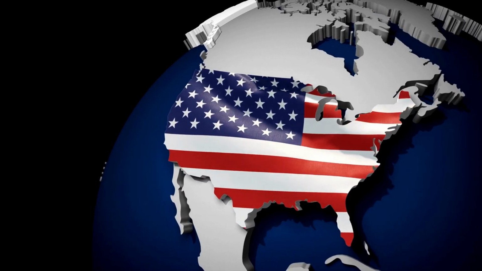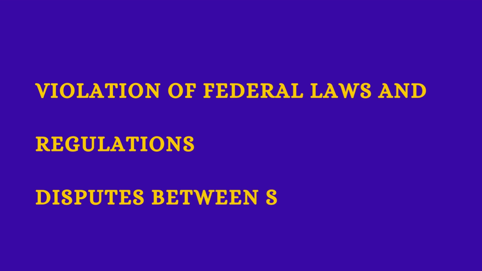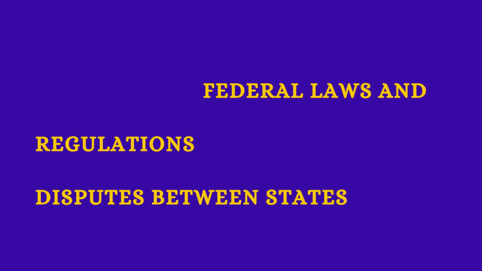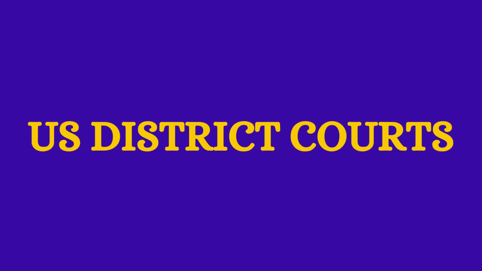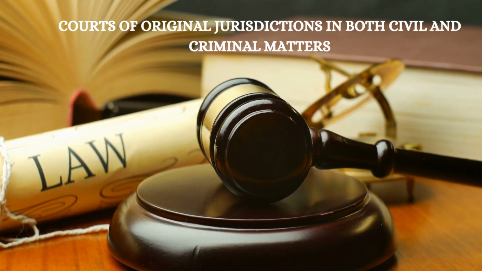Now let's understand the federal court structure in the US. The federal courts deal with matters which are related to violations of federal laws and regulations and also disputes between states. As the courts of original jurisdiction, at the base of the federal court structure are the United States District Courts. There are 94 federal district courts throughout the US, and these are the original courts of jurisdiction in both civil and criminal matters.